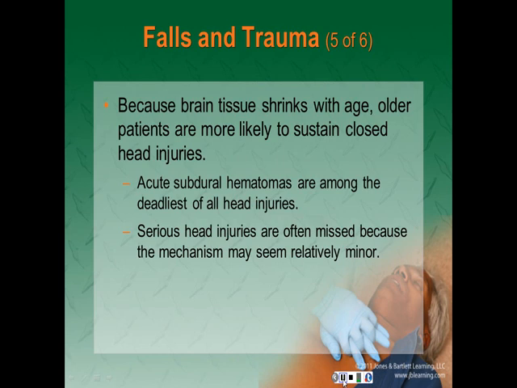Because brain tissue shrinks with age, older patients are more likely to sustain closed head injuries such as subdural hematomas. Acute subdural hematomas are among the deadliest of all head injuries. Tiny veins between the surface of the brain and its outer covering stretch and tear, allowing blood to collect. Blood fills the skull very rapidly, compressing brain tissue, which often results in brain injury. Serious head injuries are often missed in elderly patients because the mechanism may seem relatively minor.